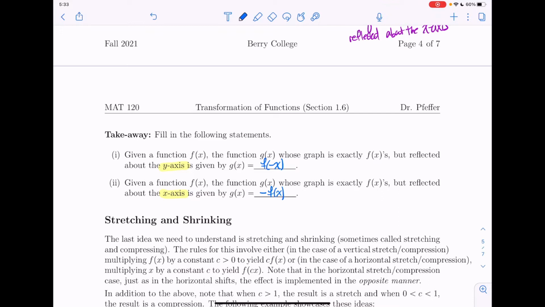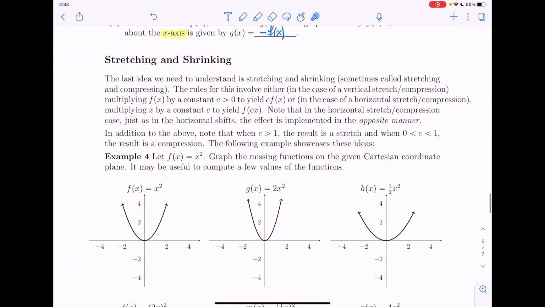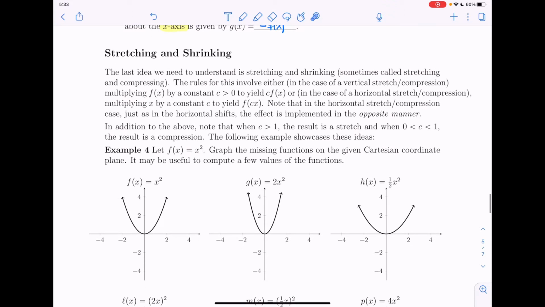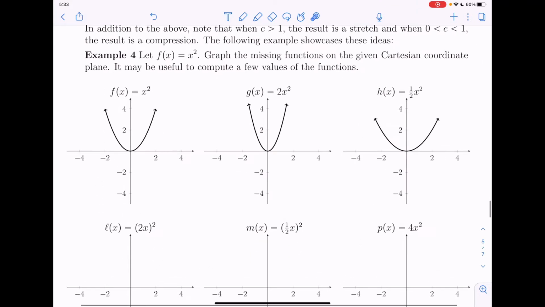And so what we see is that we can vertically shift up or down, horizontally shift left or right. We can now induce reflections by throwing in some negatives. And there's one last thing we can do to our functions, and that's stretch and shrink. This idea allows us to squish or stretch a given parent function to make it look sort of how we want it to look. And the best way to represent that is by examples.